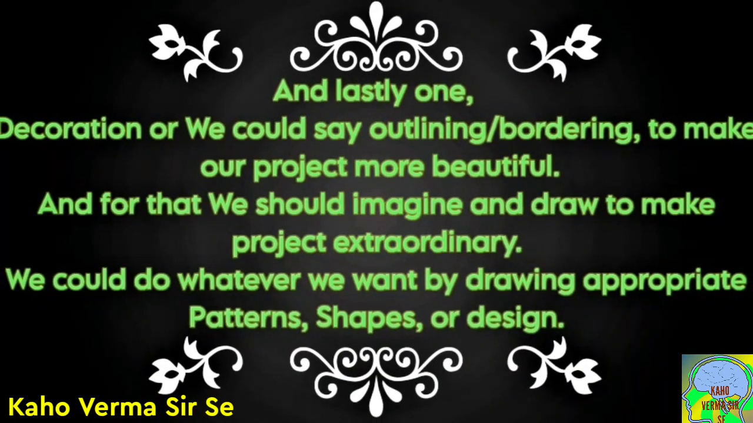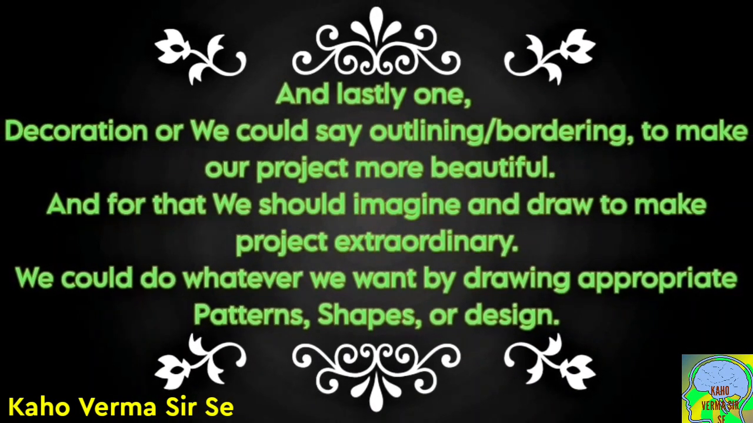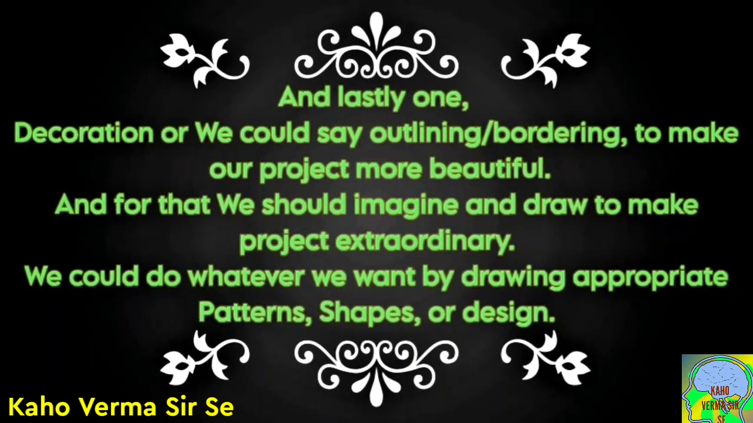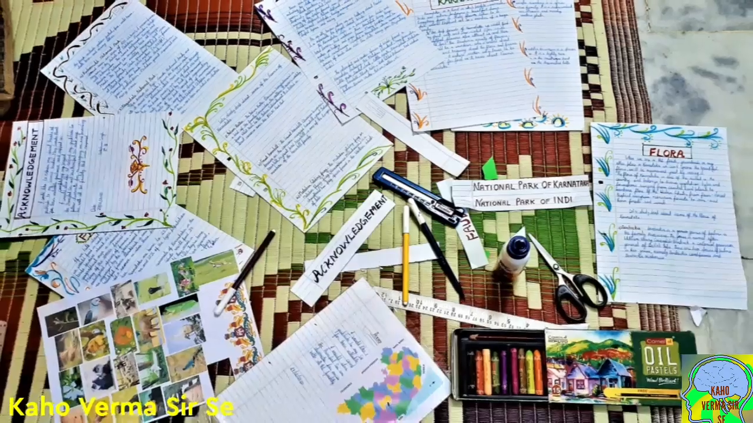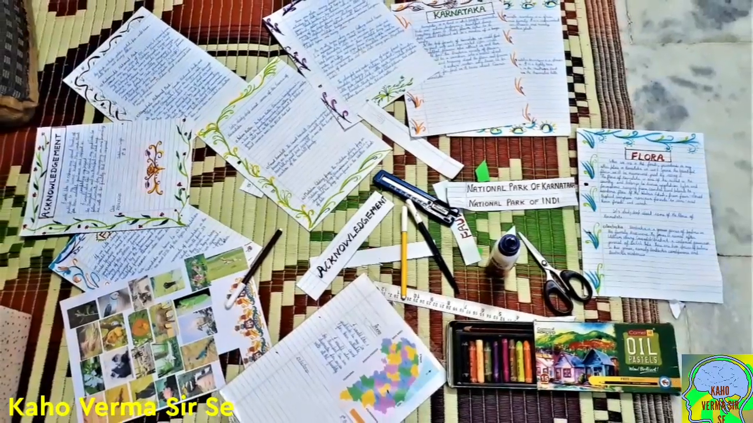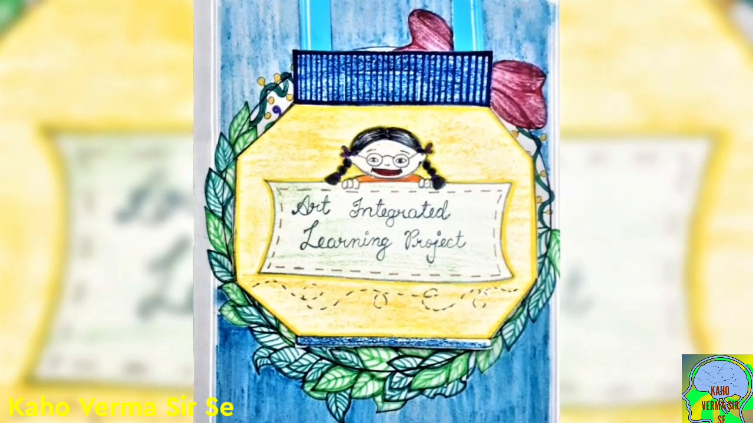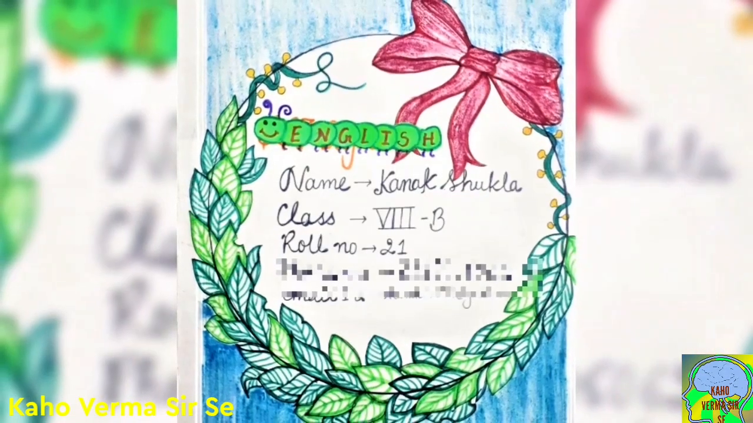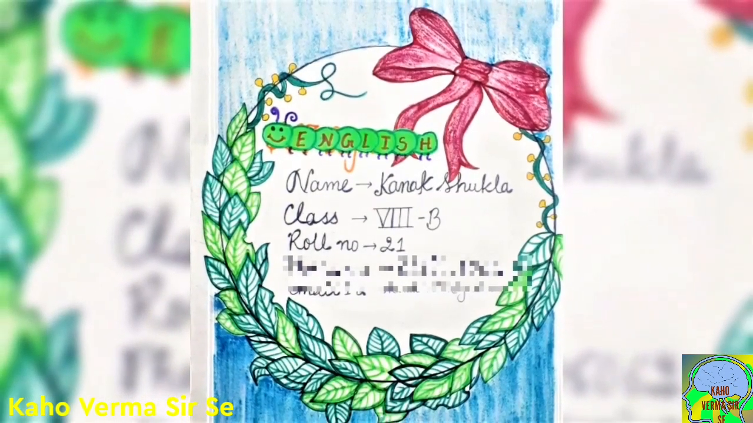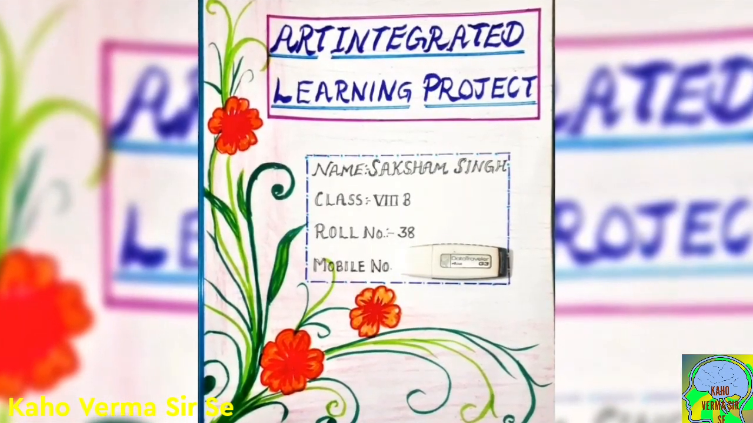And lastly, decoration, or we could say outlining or bordering, to make our project more beautiful. And for that, we should imagine and draw to make project look extraordinary. We could do whatever we want by drawing appropriate patterns, shapes or designs.